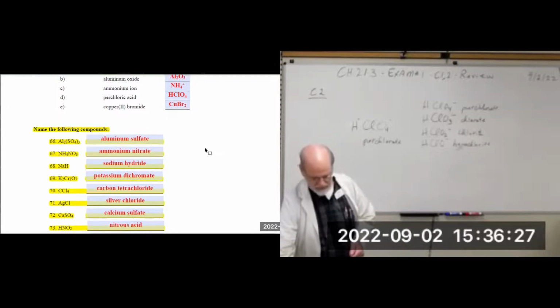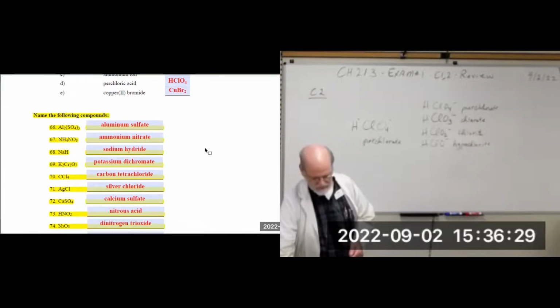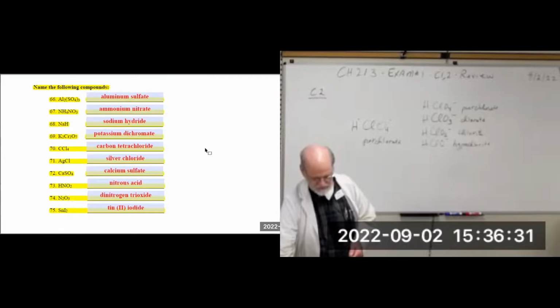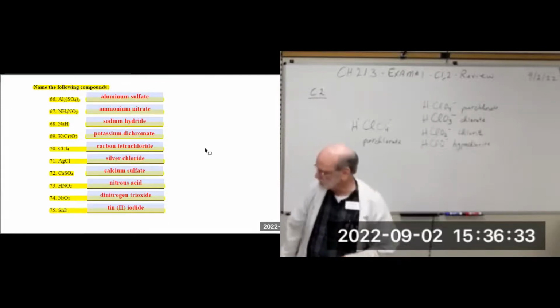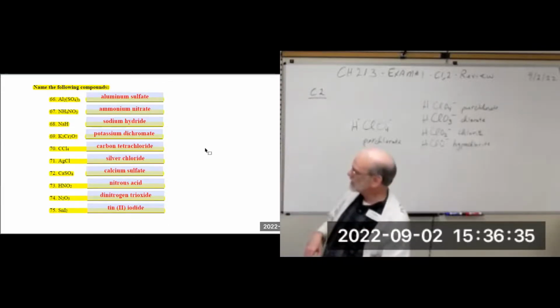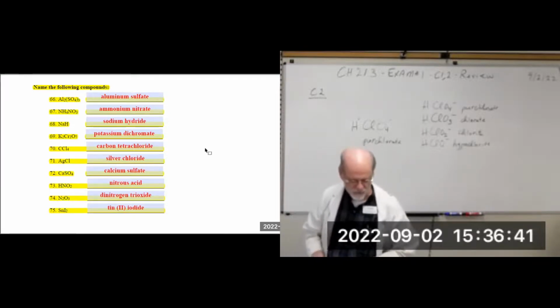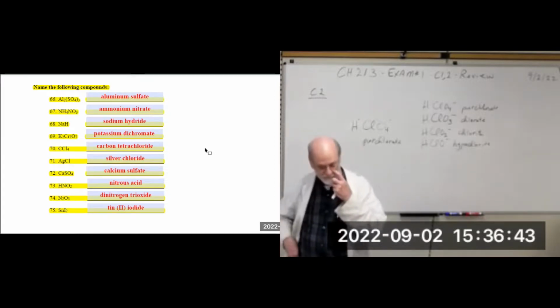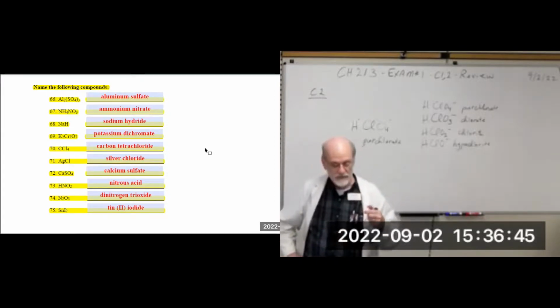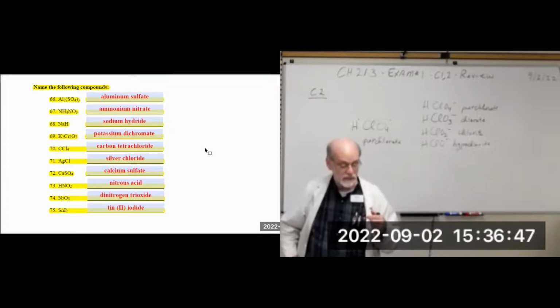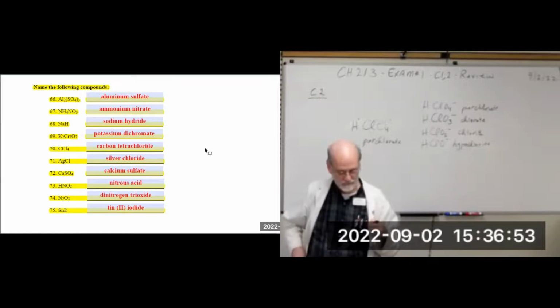Let's see. So, do any of those give you trouble? The first one, Al2(SO4)3, the sulfate taken 3 times. Right? Type 1, type 2, it's type 1, right? Aluminum is fixed charge. So that's why we don't put a Roman numeral in that.